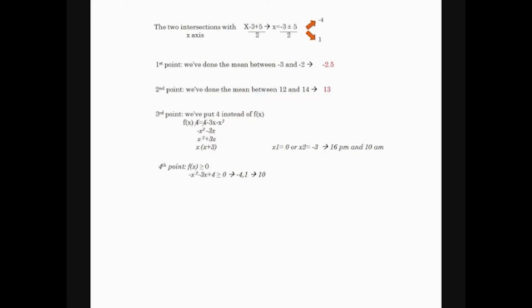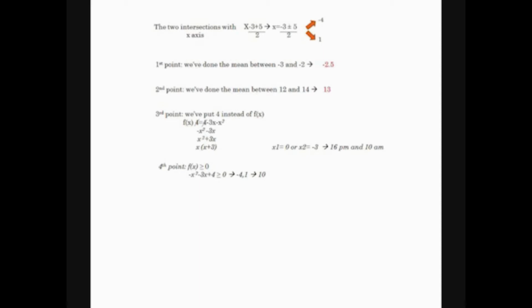So firstly, we have found the two intersections with the x-axis, which turn out to be -4 and 1. For the first point, we have done the mean between -3 and -2, which turns out to be -2.5. For the second point, we have done the mean between 12 and 14, which turns out to be 13. For the third point, we have put 4 instead of f(x), so we have found 0 and -3, which were 16 p.m.